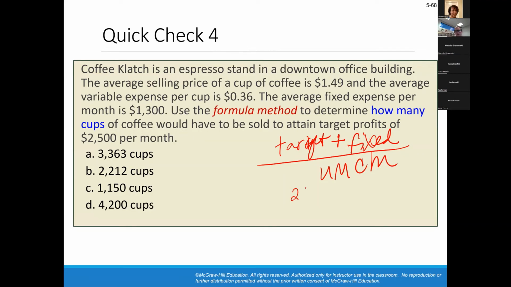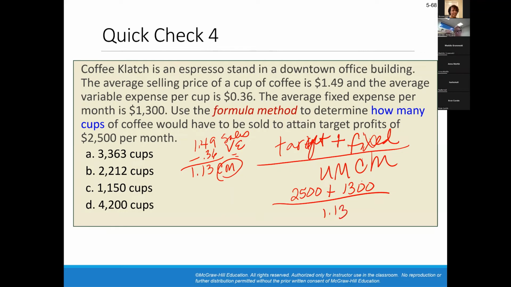Target is 2,500. Fixed they give us is 1,300. And our unit contribution margin that we calculated, remember that's just the sale minus the variable expense. Sale minus variable expense equals contribution margin. So that's going to be 113. When you do the math on that, you're going to come up with 3,363. So it would be A.